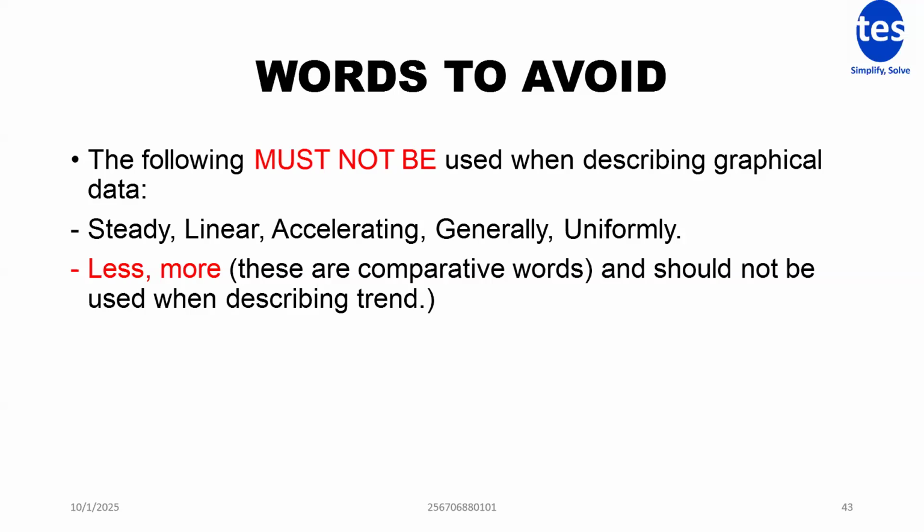Then less and more are comparative words and should not be used when describing trends. For example, someone can say from 0 to 3 minutes, there is less inquiries. Don't do that. Or there is more inquiries. Don't do that. Okay? Simply put, there is a rapid increase, or there is a gradual increase, or the rate of breakdown is almost constant. If the graph is not drawn to scale, it has just been drawn on plain paper. But if it has been drawn on graph paper and you see the constants, then the rate is constant.